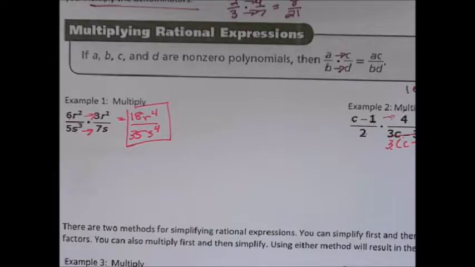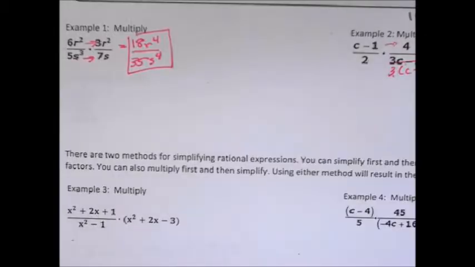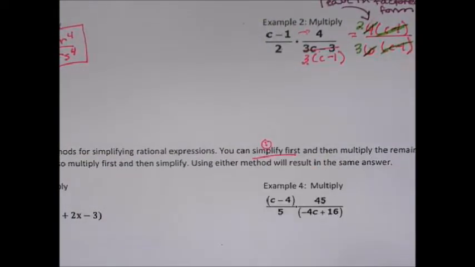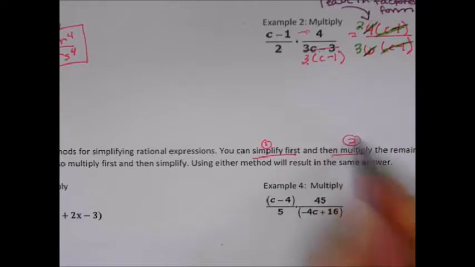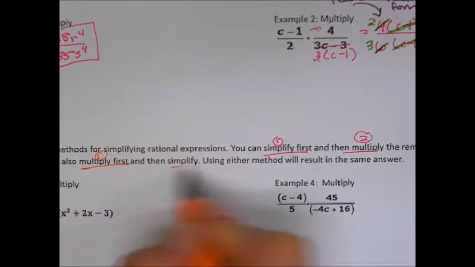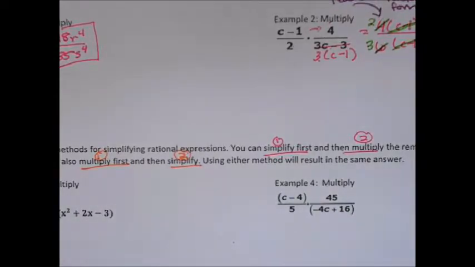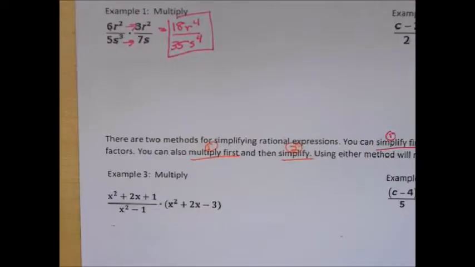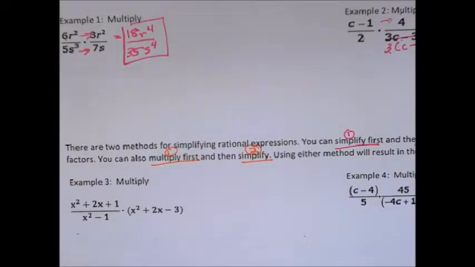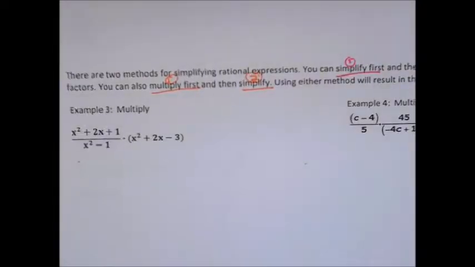There are 2 methods for simplifying rational expressions. We can simplify first and then multiply, or multiply first and then simplify. Let's go ahead and do number 3. I'm going to do the pink one. I'm going to simplify and then multiply. But before we do either of those, we have to factor.